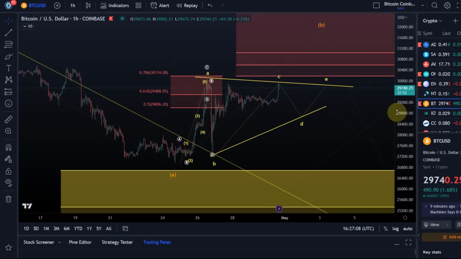That would be really the invalidation point of the triangle. If it breaks above 30,050, which is the A wave high, which was printed here on the 26th of April, then we cannot maintain the view that this is an Elliott Wave triangle. And with that latest spike, to be honest, it doesn't really have the right look anymore.